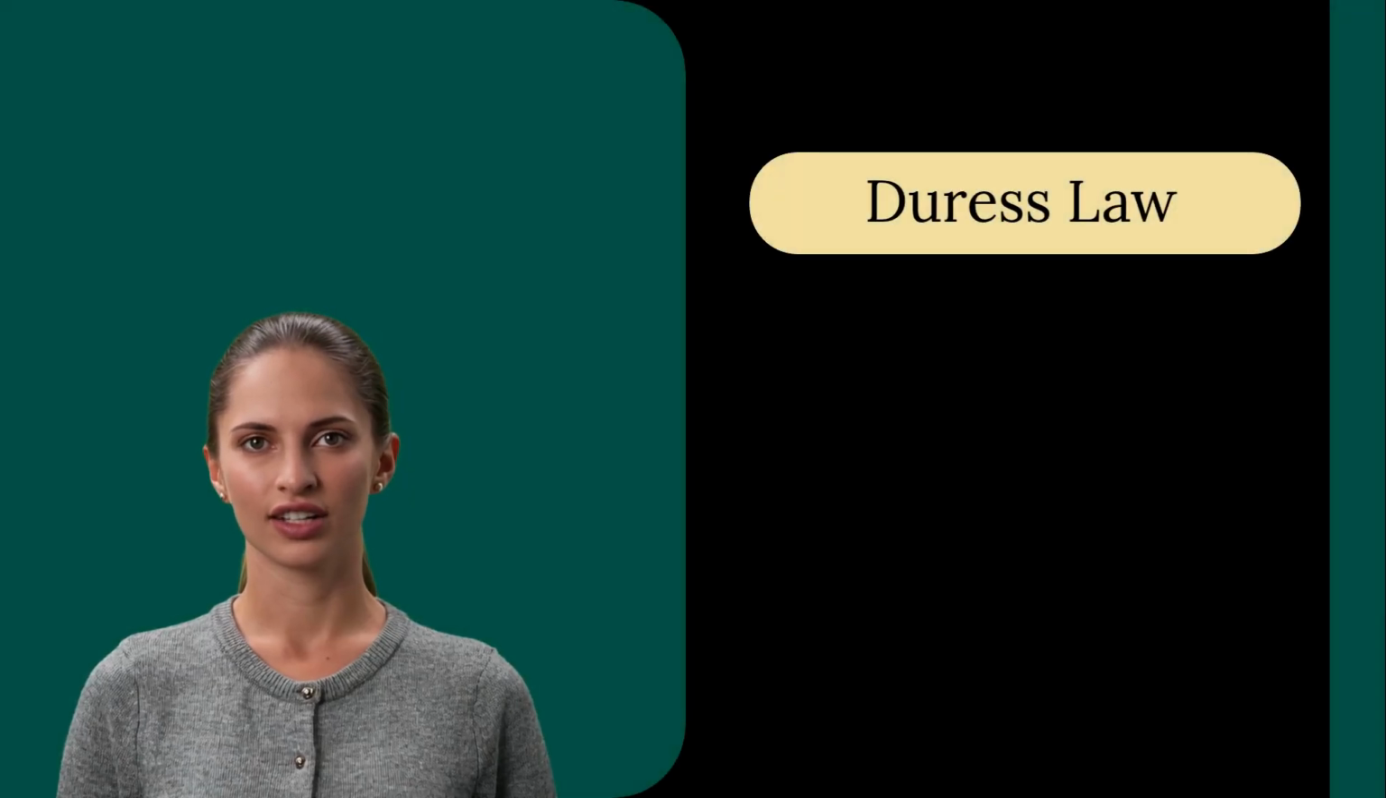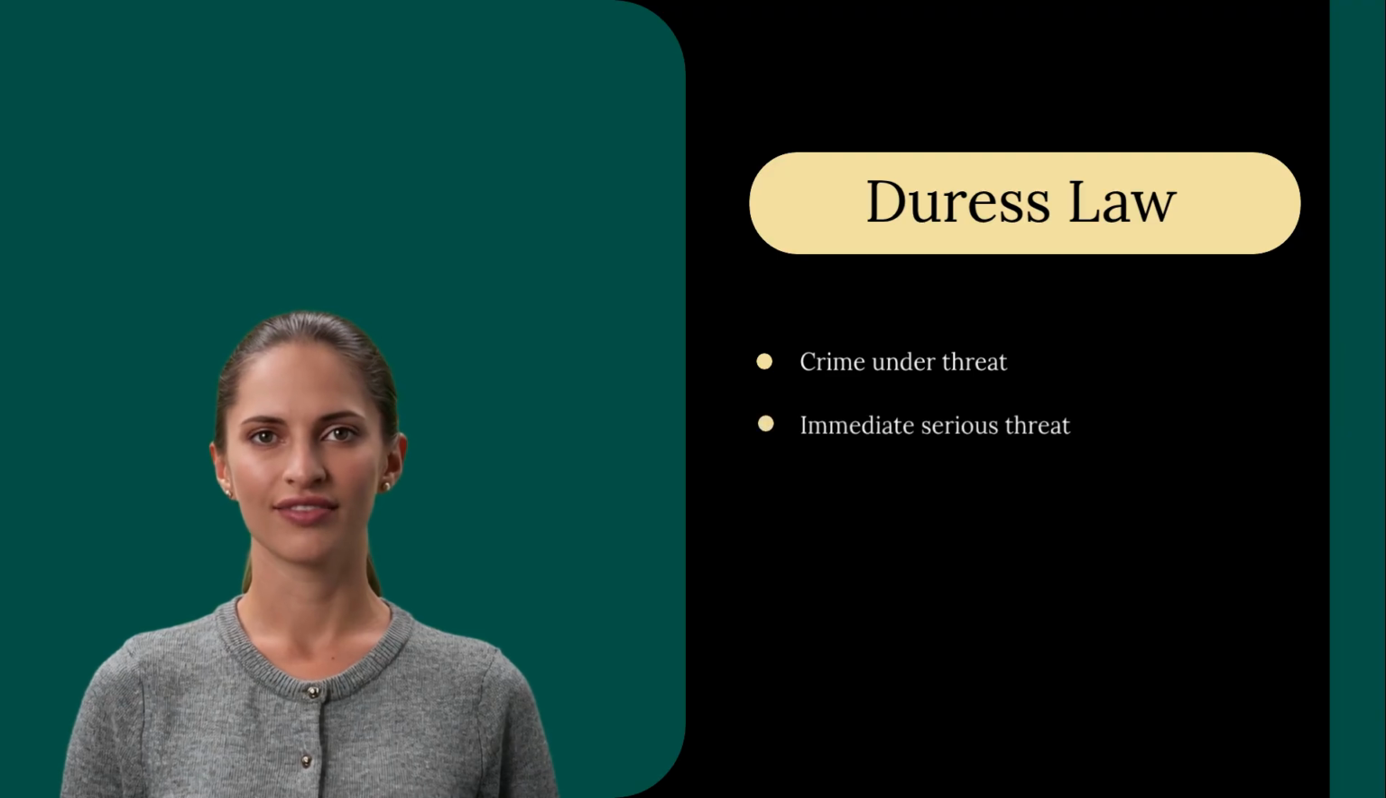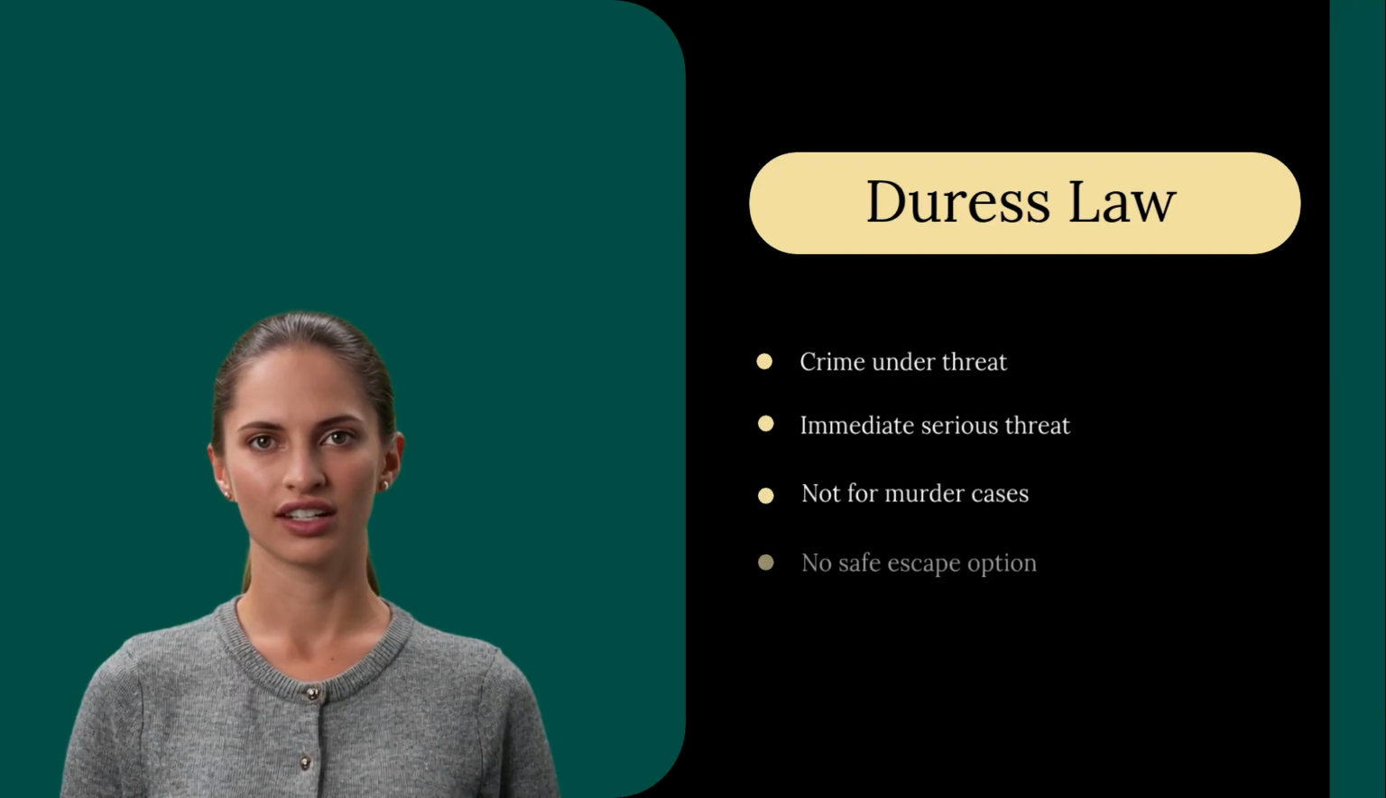Duress involves committing a crime under threat of harm. The threat must be immediate and serious. It is not available for murder or attempted murder. The defendant must have no safe escape. Duress can lead to full acquittal in other crimes.